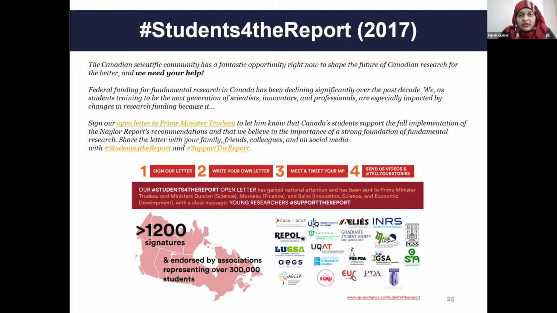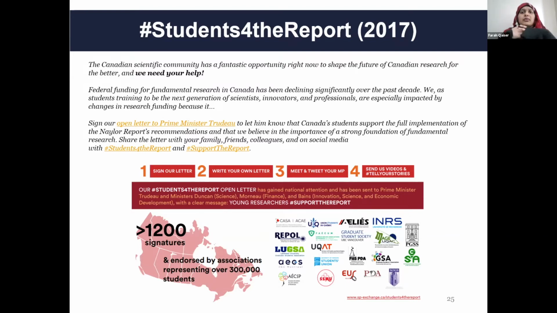I've grabbed some text from their campaign site, and you kind of see that clear call to action saying that Canada's scientific community has this opportunity to shape the future. We need your help. That this is about federal funding, and why it's important. It's because students who are training are going to be the next generation of scientists. Their actionable item was sign this open letter to be sent to the Prime Minister, and to also tweet and kind of take photos and get the word out there. And it wasn't just that open letter. This open letter ended up getting 1,200 signatures, and it was also co-signed by a number of associations.